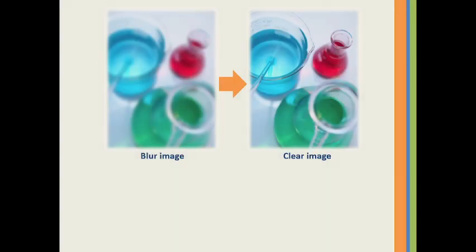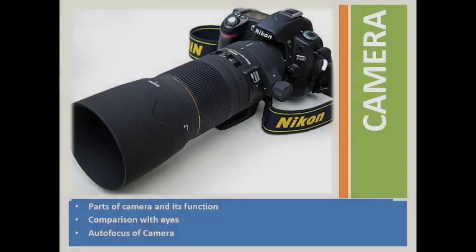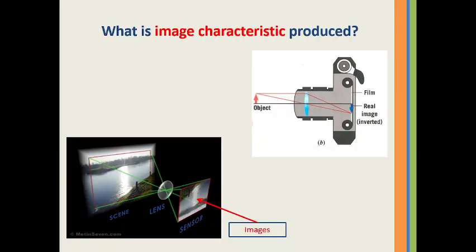Okay, next, I will skip this. Camera. A camera is also an application of lenses. The concept is the same as the eyes, but the camera uses film instead of a retina. Well, film is for the analog camera. For now, it's digital, right?